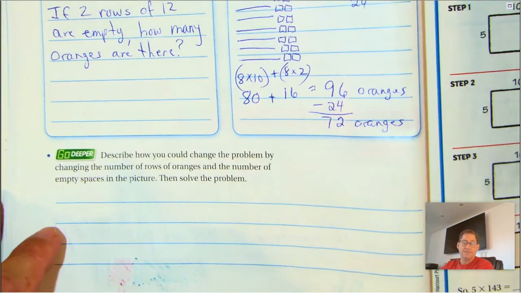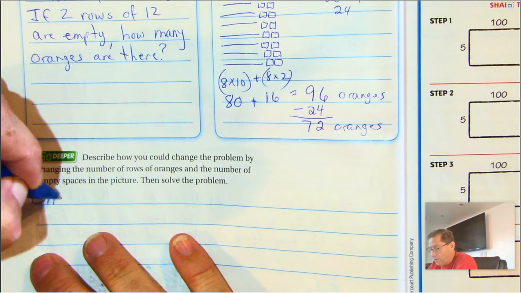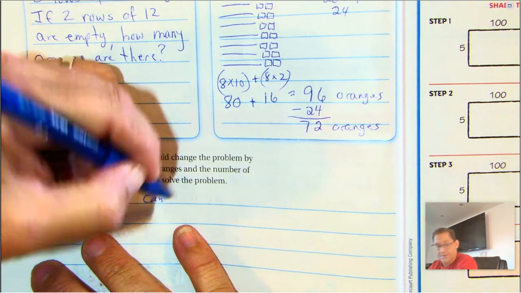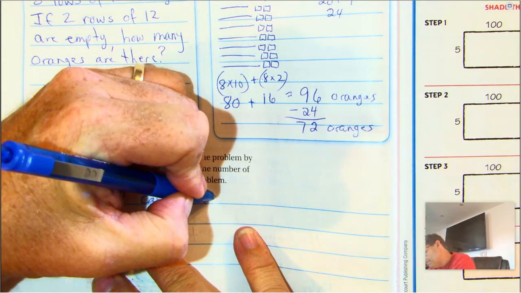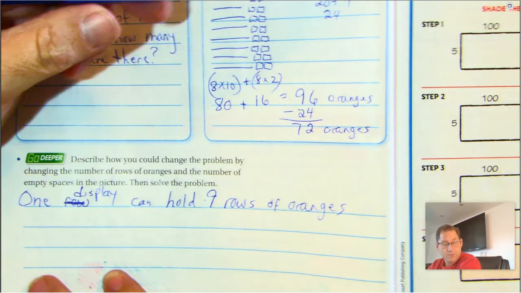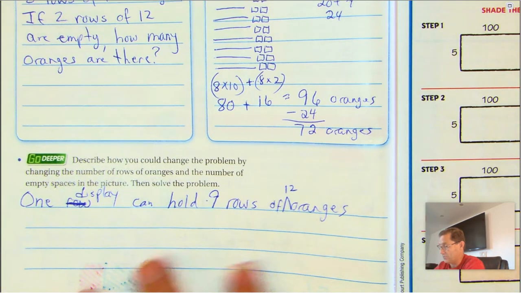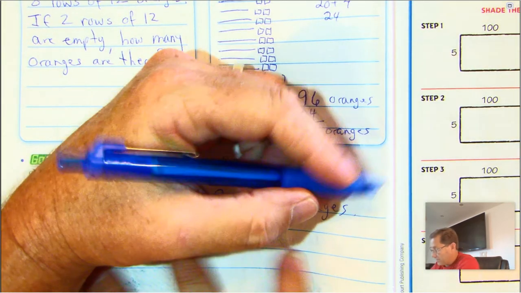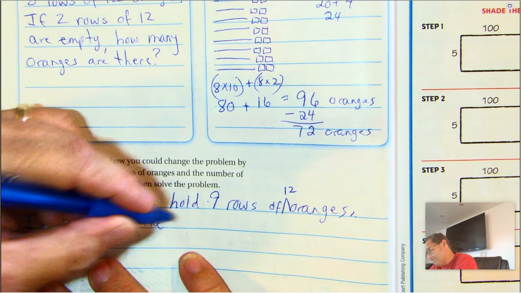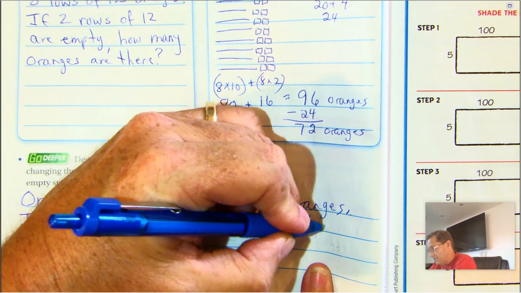Describe how you could change the problem by changing the number of rows of oranges and the number of empty spaces in the picture. Let's see. One display can hold 9 rows. So they told us to change the number of rows of oranges. 9 rows of 12 oranges. We have to indicate how many oranges are going to be in each row. So 9 rows of 12 oranges. If 5 rows in the display are empty, how many oranges are in the display?